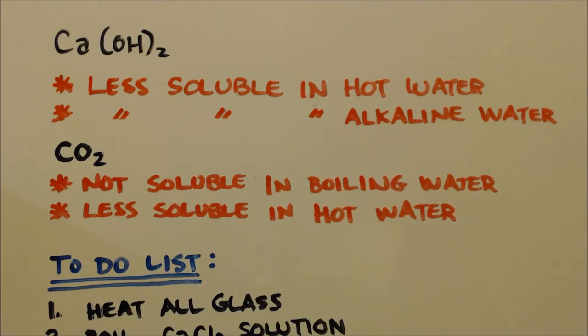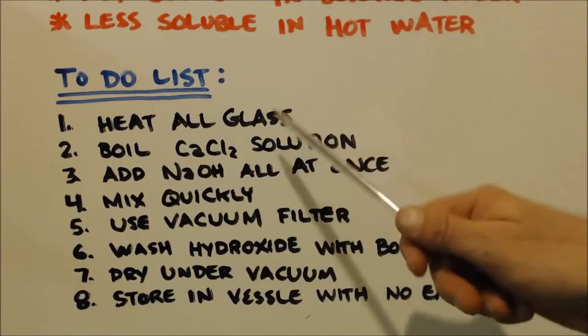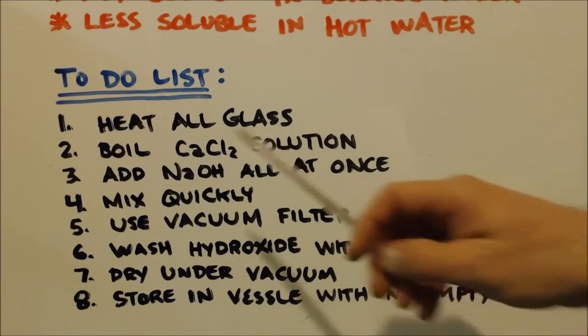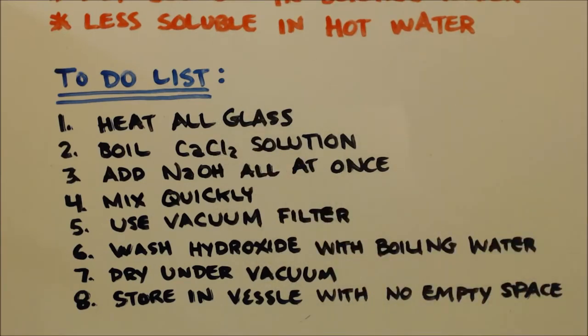So basically, when I made my calcium hydroxide, this is the thing I had to do. I'd heat all my glass, meaning the frit, funnel, anything that I had, I heated it up. Now remember, you have your calcium chloride solution and your sodium hydroxide solution. You're going to mix them together so that your calcium hydroxide precipitates out. Well, I boiled the calcium chloride solution, right? And I added the sodium hydroxide all at once, so that it pretty much was boiling. It's like 95 degrees.